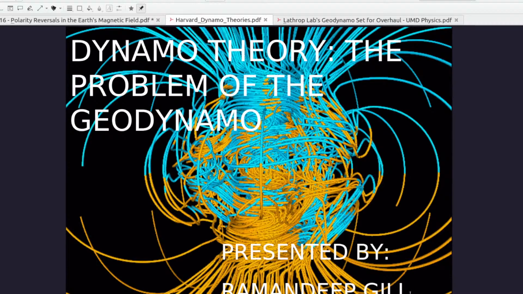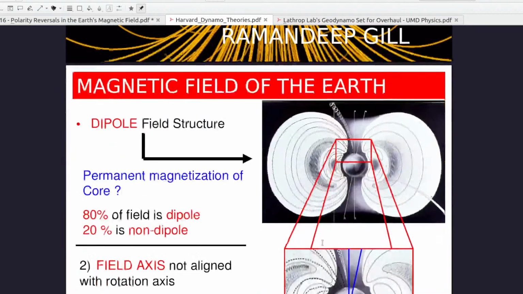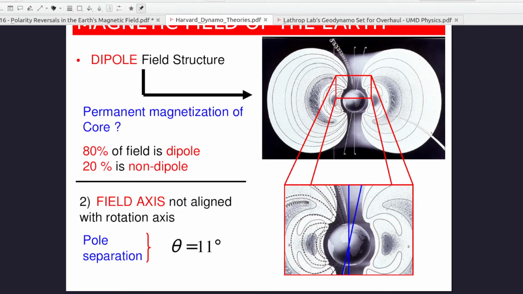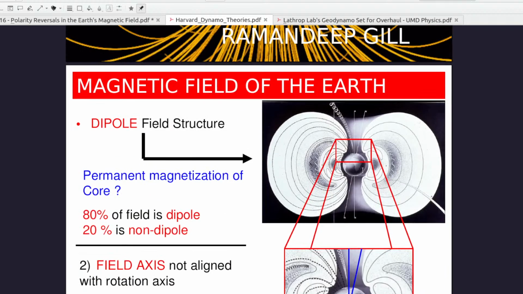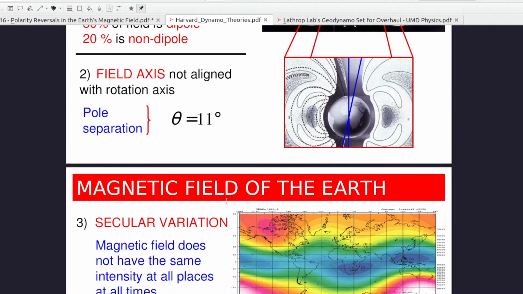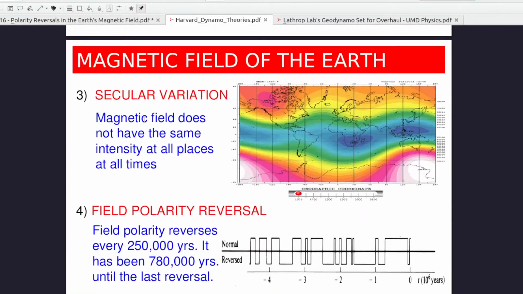We're just going to fly through some of the problems that Ramandeep Gill says are problems of the geodynamo. First of all, the field structure is not aligned with the rotational axis of the Earth. Right here you have the rotational axis of the Earth, and then this is the supposed polar axis of the geodynamo. And the permanent magnetization of the core is not proper for what they model. You've got the secular variation.